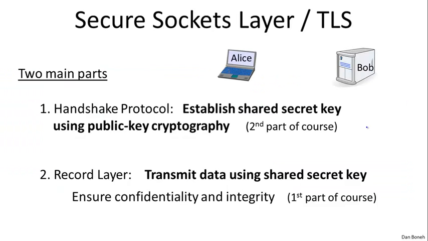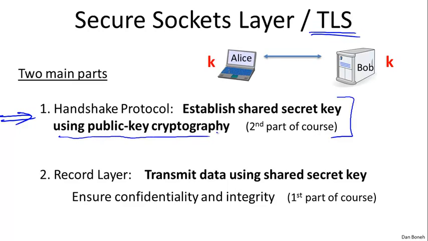Now, as I said, the protocol that's used to secure web traffic, called TLS, actually consists of two parts. The first part is called the handshake protocol, where Alice and Bob talk with one another, and at the end of the handshake, basically a shared secret key appears between the two of them. So both Alice and Bob know this secret key, but an attacker looking at the conversation has no idea what the key K is. Now, the way you establish this secret key, the way you do the handshake, is using public key cryptography techniques, which we're going to talk about in the second part of the course.